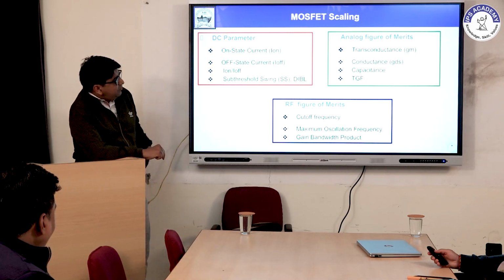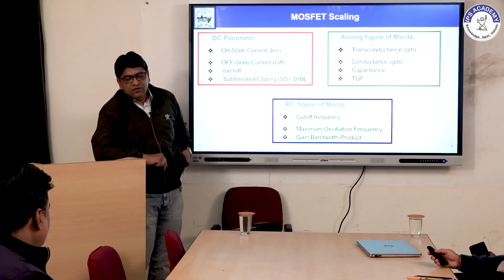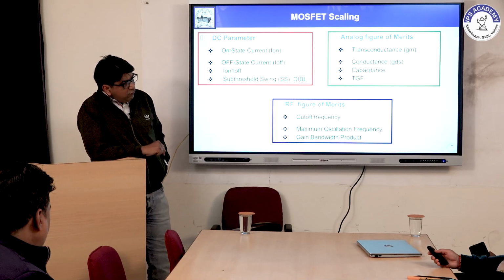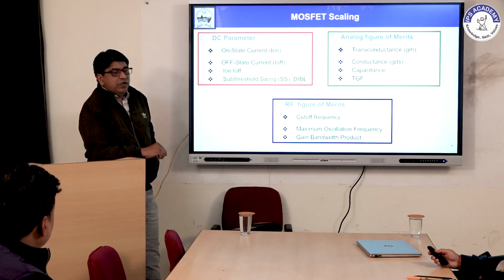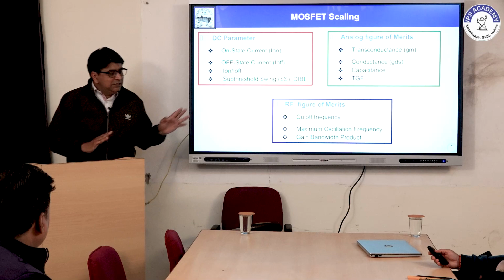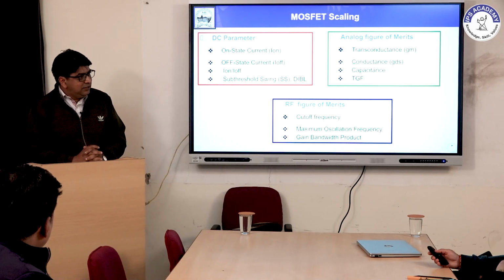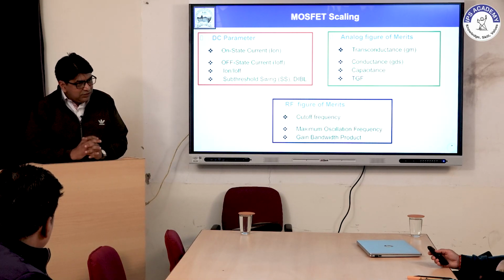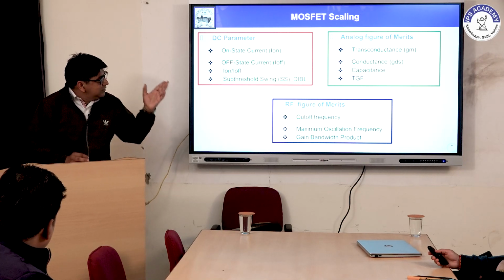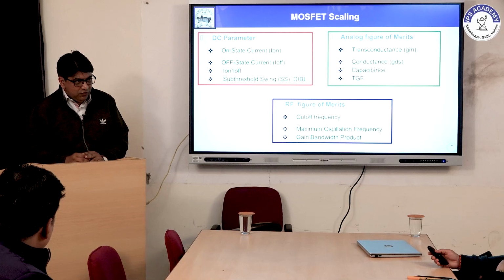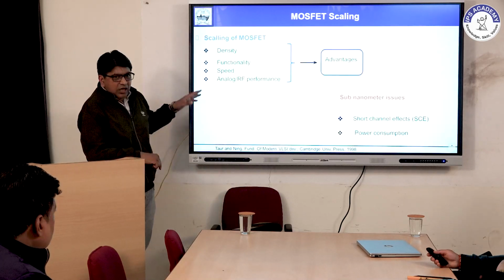Okay. Another parameter: we have to check up to what frequency the device will work effectively, and then it will get down. So we have to check this one. So the purpose of this discussion is that whenever we go to realize any device for the biosensor aspect or for circuit designing, we have to check these parameters: DC, analog and RF figures of merit. Yeah. Please come to next slide. I will discuss.